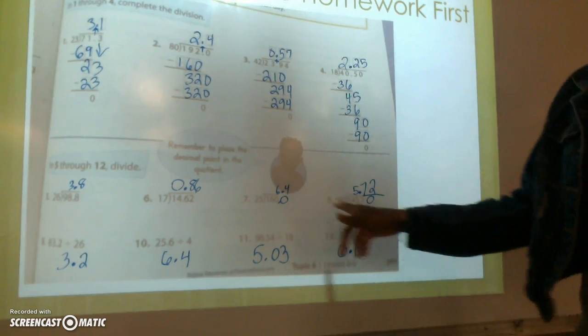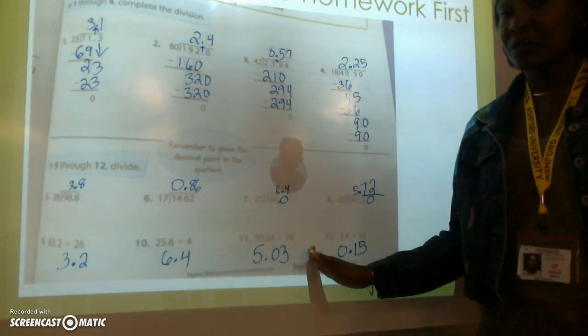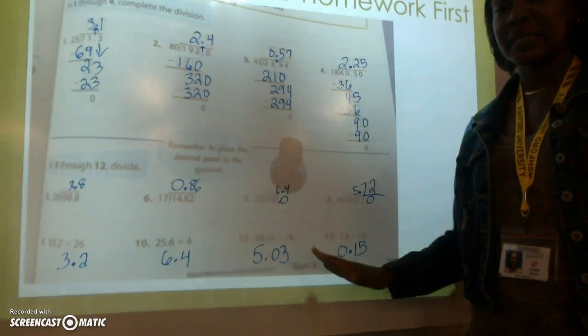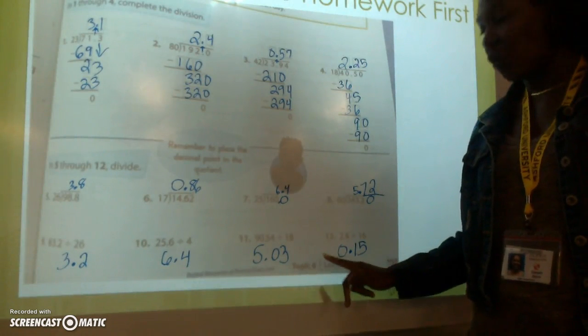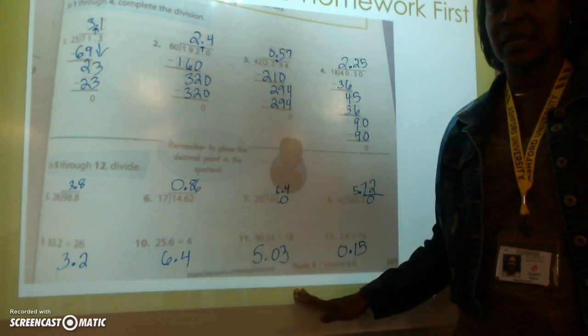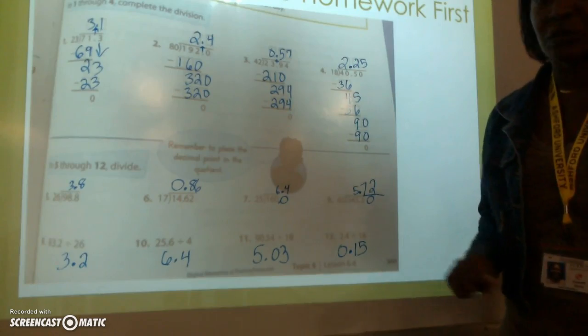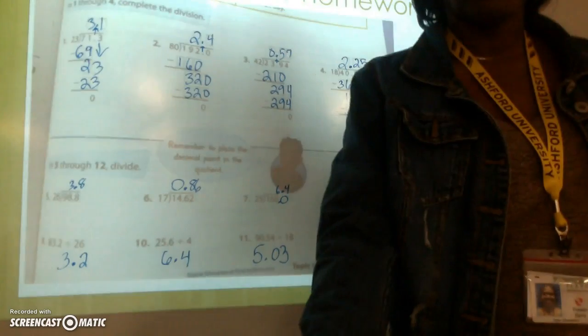If you have any questions on any of these that you got incorrect, you can check with a partner and see what it is that you did wrong, or you can see that maybe it's because you put your decimal place in the wrong spot. So check that, and we'll go ahead and move over to the back page.